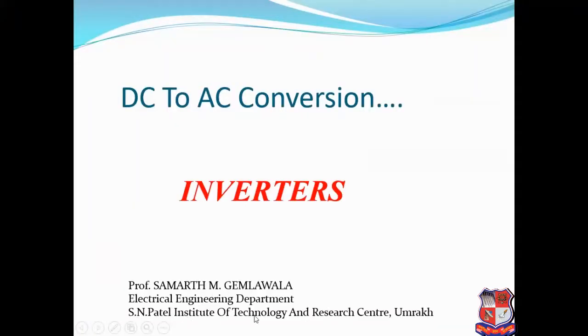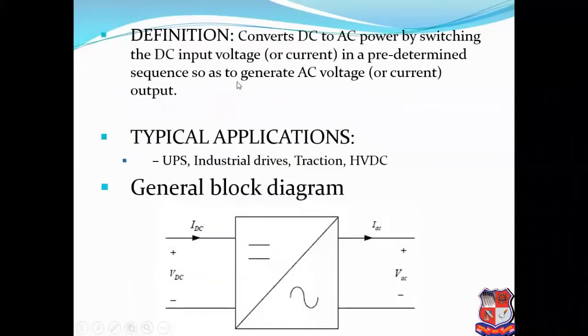Department, SHRI Institute of Technology and Research Center, Bardoli. Today, I will teach you DC to AC conversion, that means inverter. So, what is an inverter? The definition of inverter says that it converts a DC source into an AC source, or we can say that DC power into AC power by switching the DC input voltage in a predetermined sequence so as to generate AC voltage or current output.